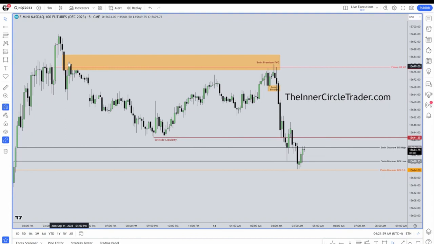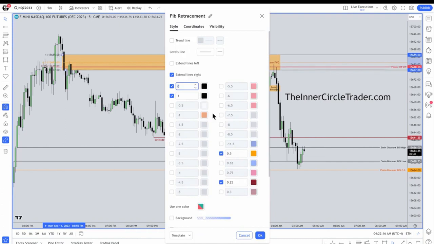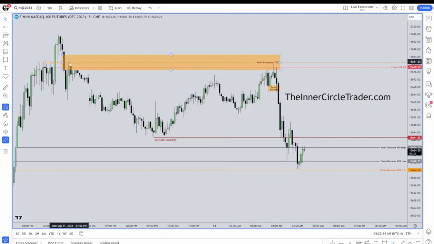Let me take the other levels off so it makes it a little bit cleaner for you. Half of that inefficiency is here. So 15,681. It wicks through it just a little bit. We call that a mohawk, which is just a small little deviation outside of what would be expected in terms of perfect algorithmic delivery. We'll take this off here.